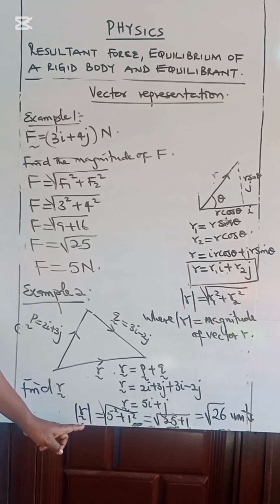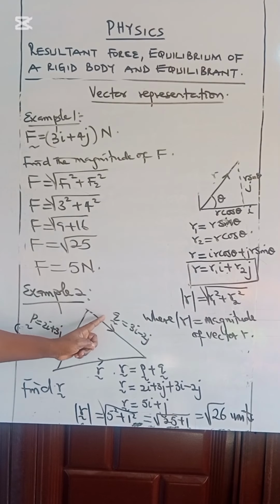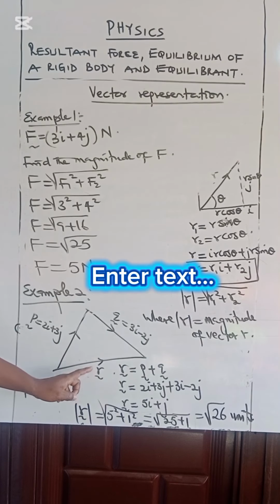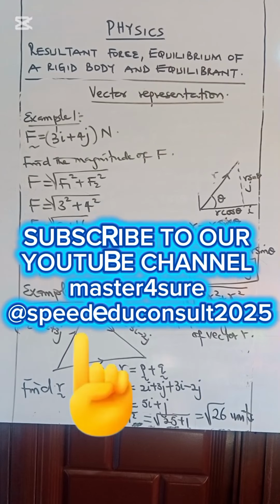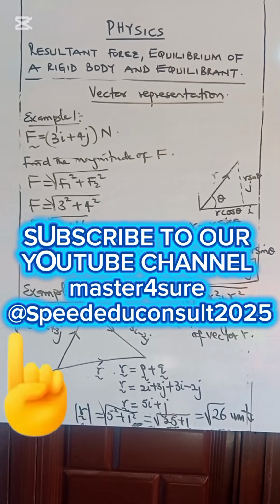You have to find the magnitude of R. Please always take the direction, very important. You can see this and this are the same. Why is this one opposite? I know that this is the resultant. You are going to add this and this to get this. That is example 2.